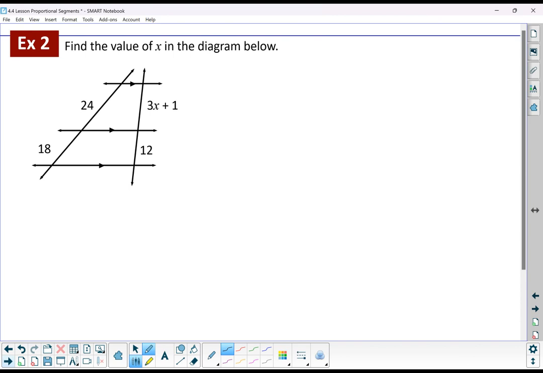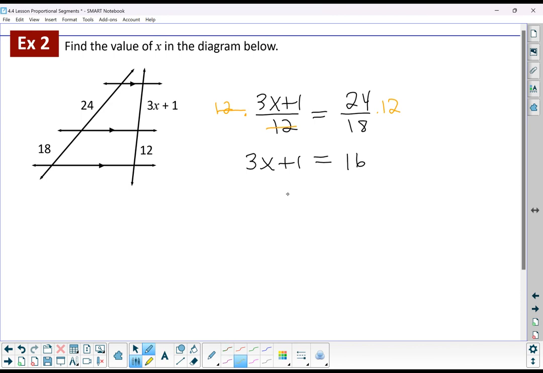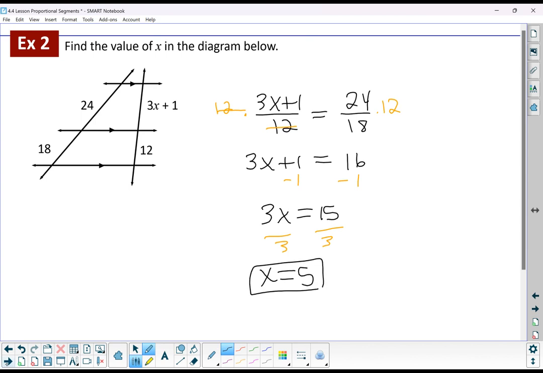Here we're trying to find the value of x in the diagram, so we can set up our proportion to help us solve. 3x plus 1 divided by 12 is equal to 24 divided by 18. So we can multiply by 12, and that's going to cancel the 12 out. So we have 3x plus 1 is equal to 24 times 12 divided by 18, which gives me 16. To finish up, I'm going to subtract 1 and divide by 3. So I get x is equal to 5, and that was my goal, to solve for x.